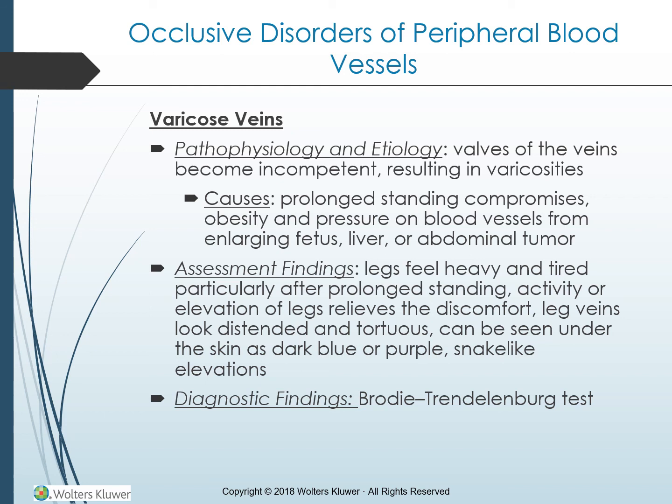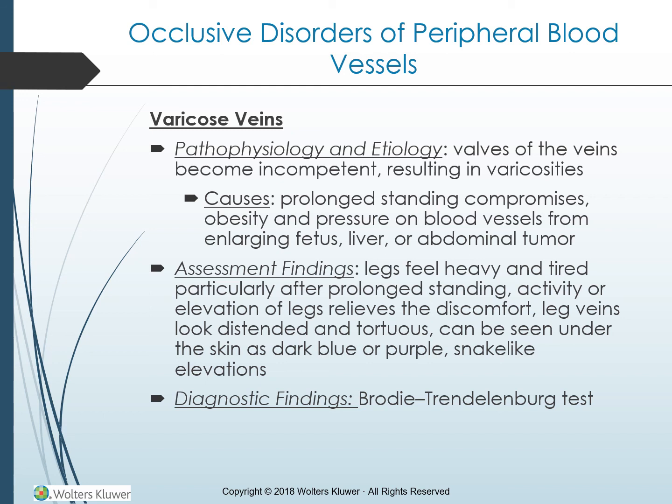The condition first manifests itself when other factors impair venous return. The legs feel heavy and tired, particularly after prolonged standing. The client may say that activity or elevation of the legs relieves the discomfort. The leg veins look distended and tortuous and can be seen under the skin as dark blue or purple, snake-like elevations. The feet, ankles, and legs may appear swollen. The skin may be slightly darker in the areas of impaired circulation. There may be signs of skin ulcerations and various staging of healing. Capillary refill may be abnormal.